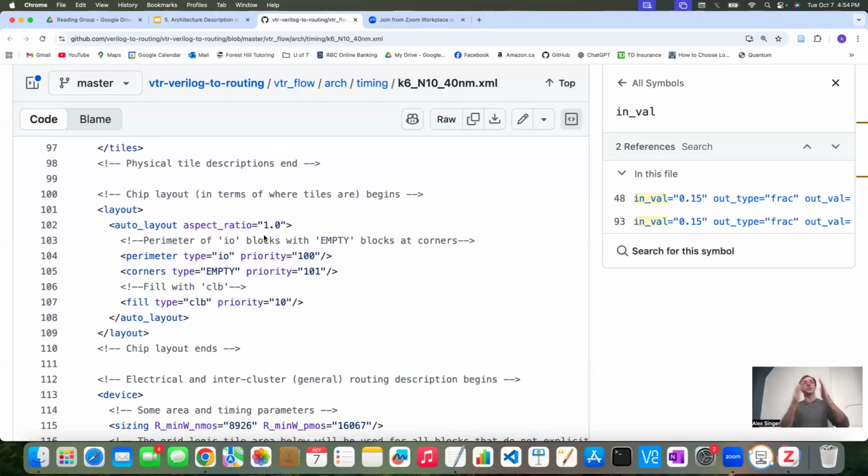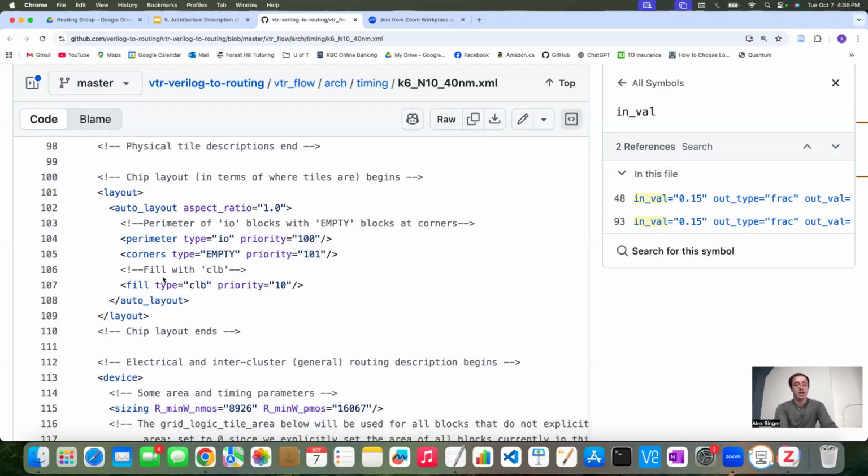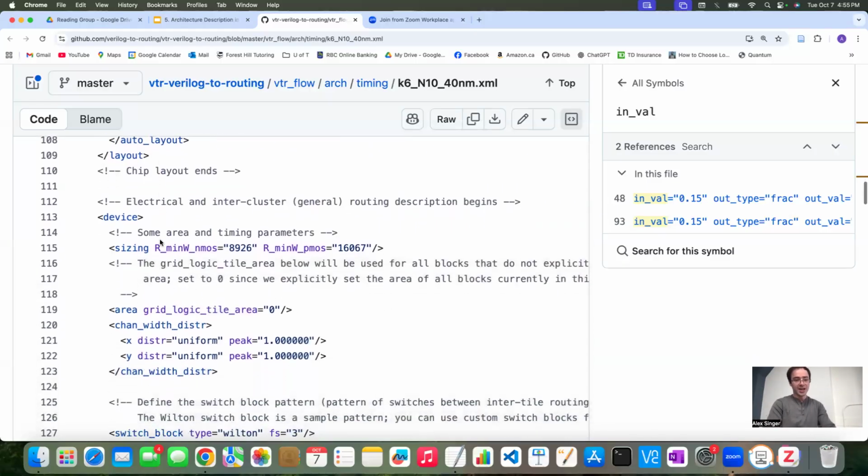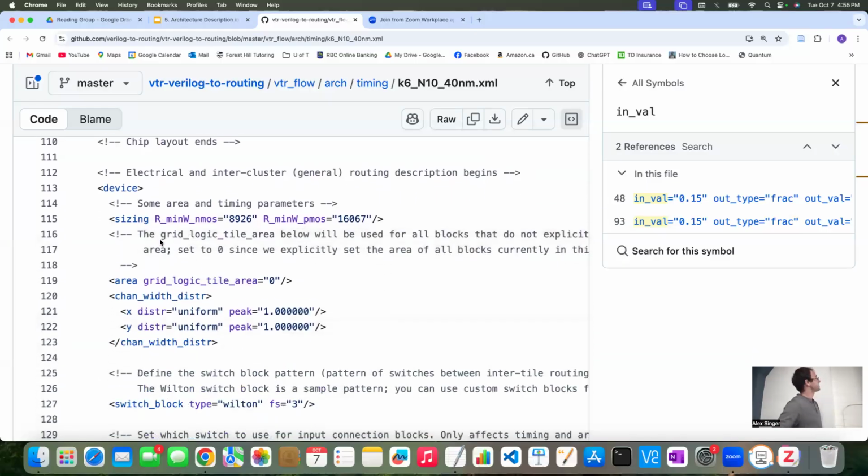That means the width and the height are scaled. It's going to be n by n, basically. But this will look familiar. Perimeter of IO, the corners are empty and filled with CLB. I wonder where I got my example from. So that's how we define the layout. And all this means is that VPR will select the new size and it'll just change that size however it sees fit. Inside the device is where we're going to start seeing some area and timing parameters.